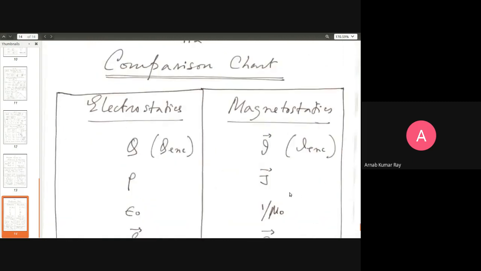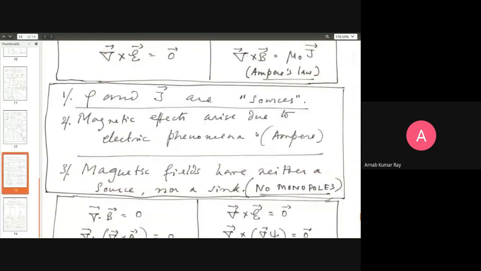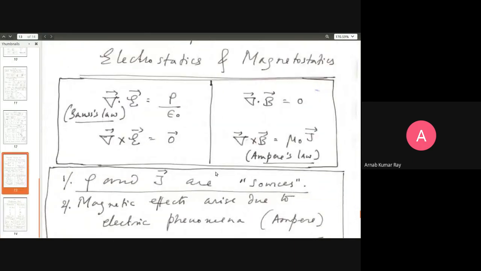So basically, as I said, this comparison chart is emphasizing that in the static scenario, and even in the dynamic scenario also, electricity and magnetism are two faces of the same coin. They have the same source, namely charges.